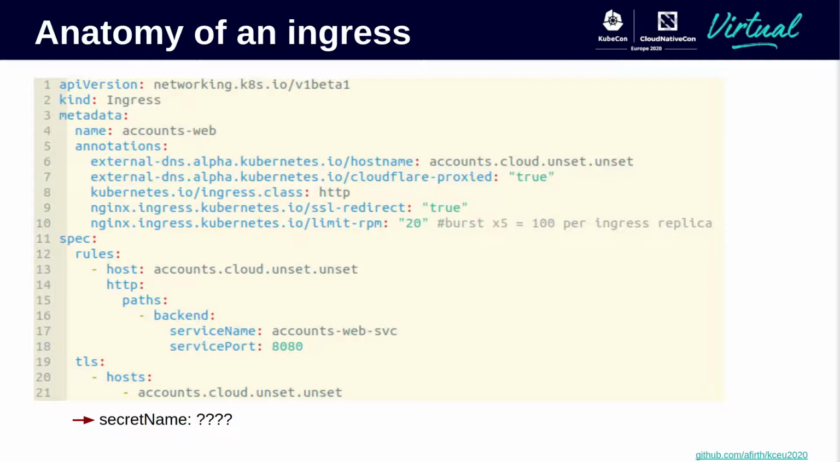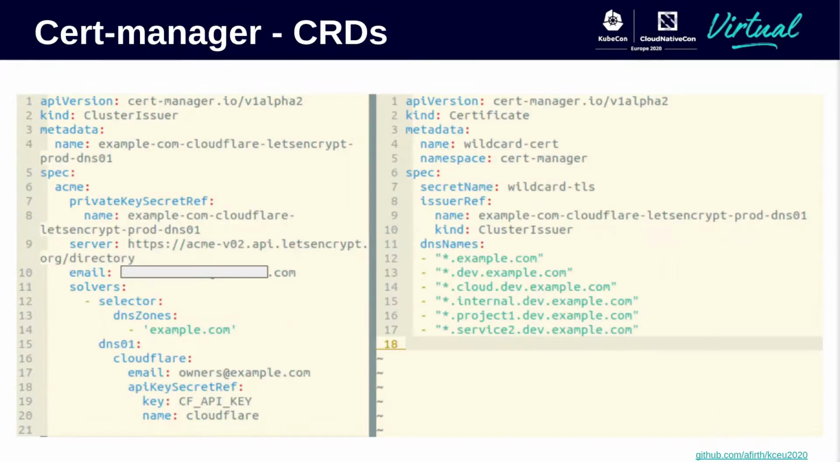Back to that magical certificate. There are 2 custom resources which you need to provide for cert-manager to get this working. Firstly, a ClusterIssuer on the left tells it how to solve challenges. For wildcards, we need to use DNS-01, and we're using Cloudflare with the same credentials as external-dns.